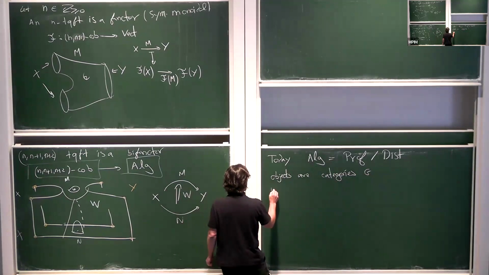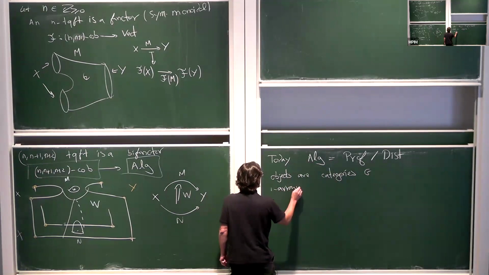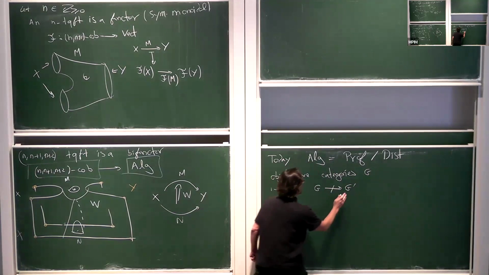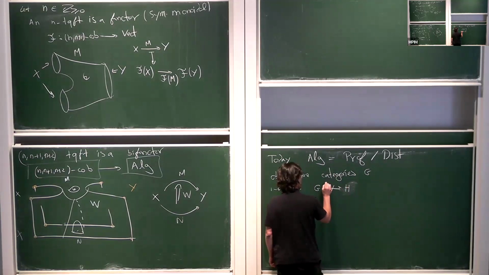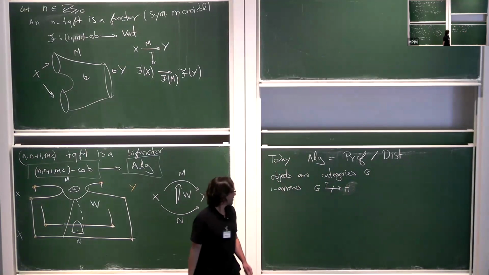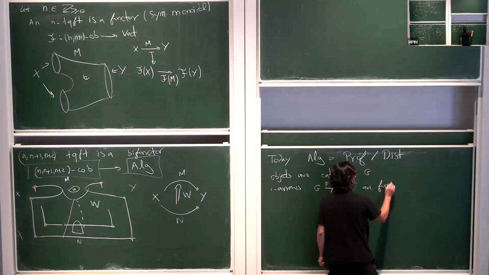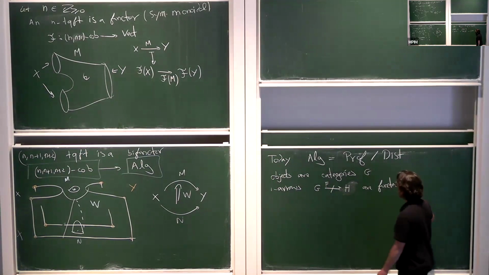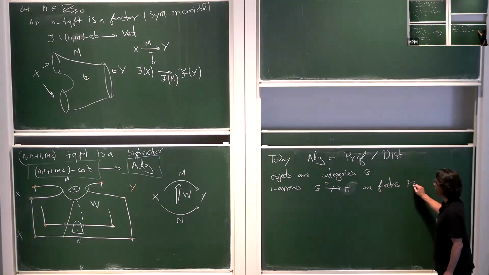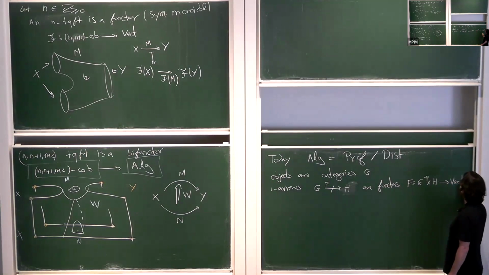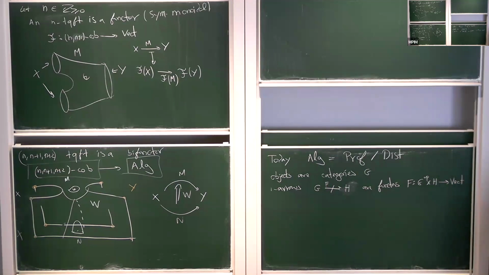So one-arrows, usually denoted like this, G to H, are in this case functors. So F from G up times H. Let's do it from the point of view of profunctors.